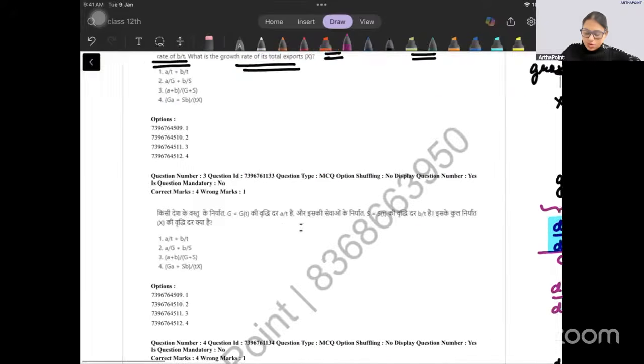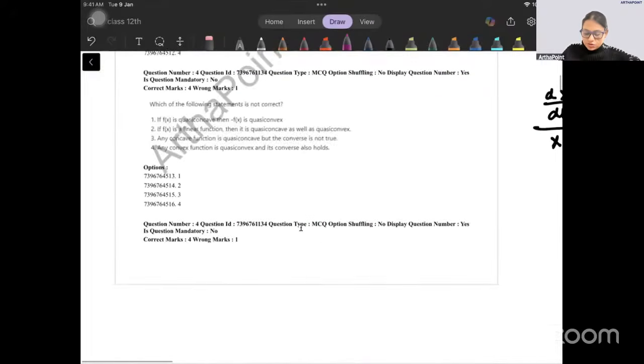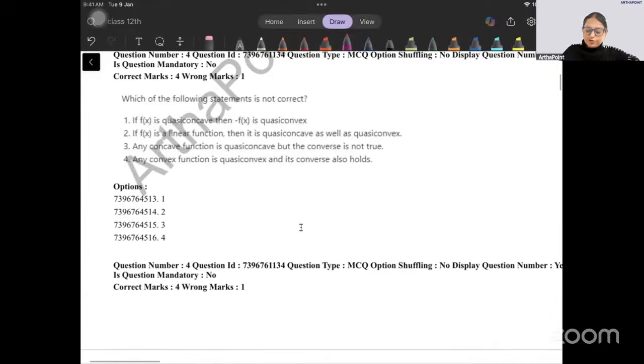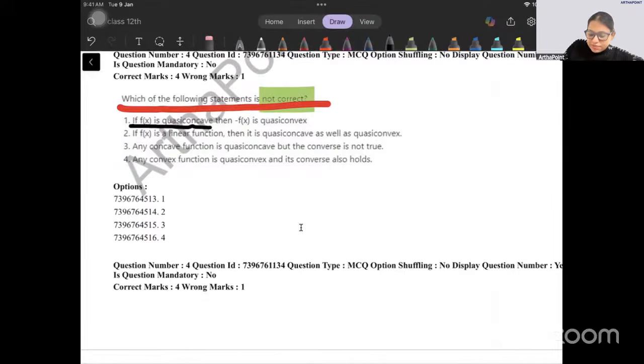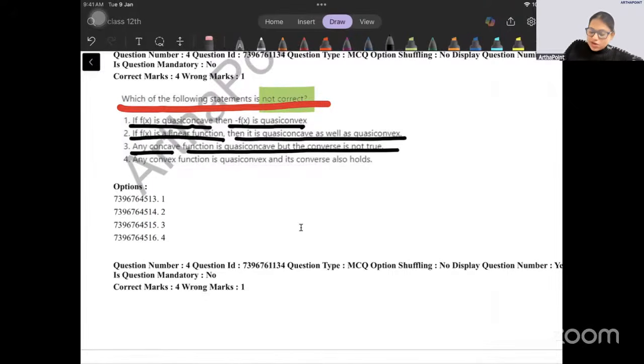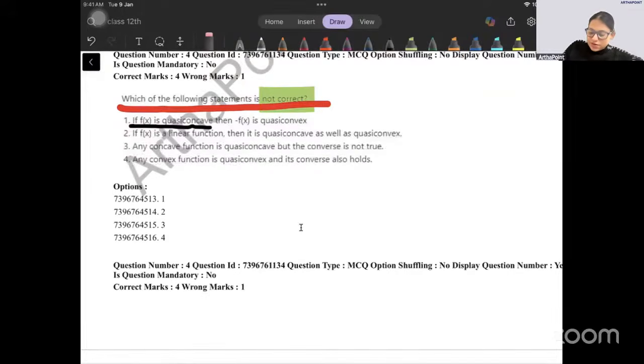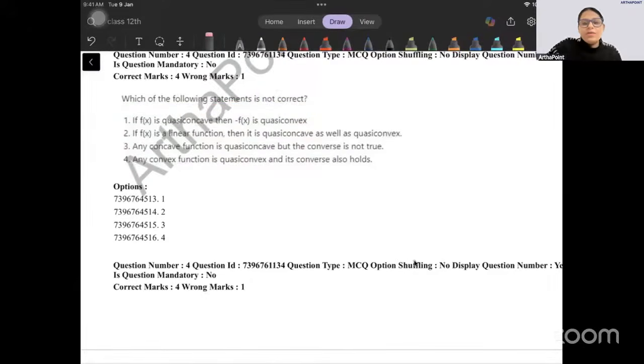Fine. So let's go on to the next question. Question number 4. Which of the following statements is not correct? Read out the options. If f(x) is quasi-concave, then minus f(x) is quasi-convex. If f(x) is linear, then it is quasi-concave and quasi-convex. Any concave function is quasi-concave, converse is not true. Any convex function is quasi-convex, but converse also holds. What will be the answer to question number 4?